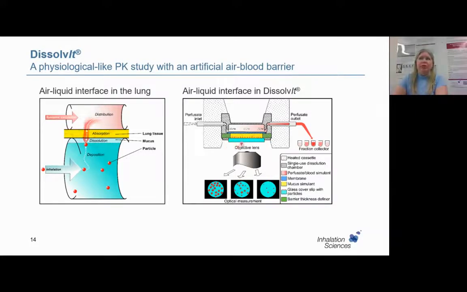And when the experiment starts, the particles get in contact with our prepared mucus simulant. And the particles are dissolved into the mucus simulant and absorbed into the perfusate via a membrane. And this perfusate is pumped, and it should also simulate the blood. It is a phosphate buffer with the pH set to 7.4, and it also contains albumin for a protein content. And in this, the experiment runs, and you use a fraction collector that samples or collects your sample over time, and you can freely program this fraction collector to collect samples at whatever time points you want.